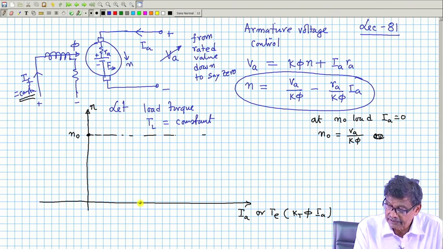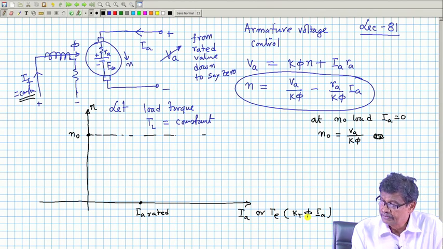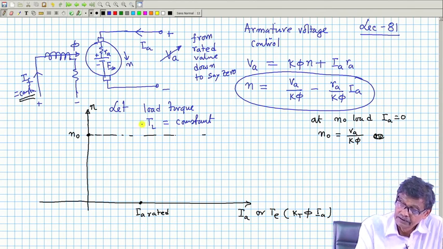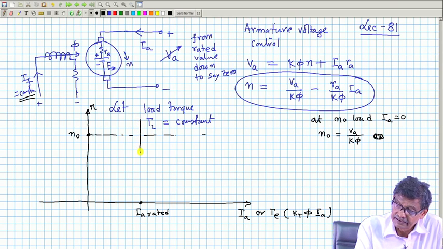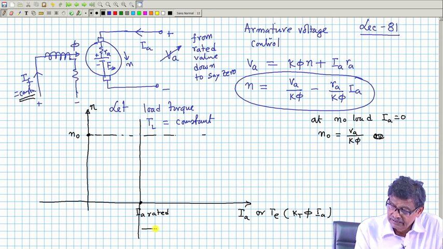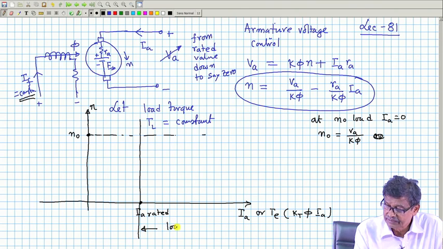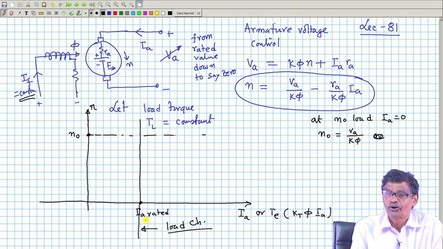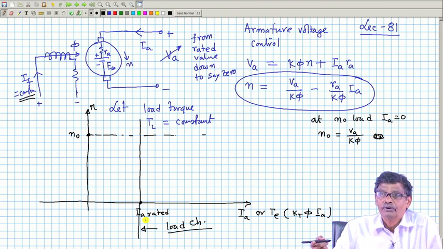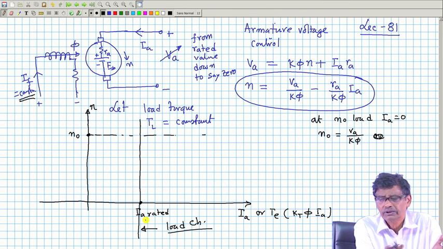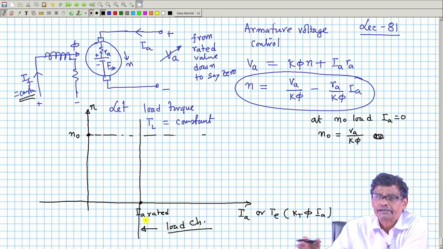Suppose this is the rated current of the armature, I A rated. Corresponding to this, the rated torque will be phi into I A in Newton meter. So, this vertical line is the mechanical load characteristics, mind you, speed versus torque, how much torque your load demands so that it can run at a given speed. It has nothing to do with your electrical motor; it is its own separate characteristics.